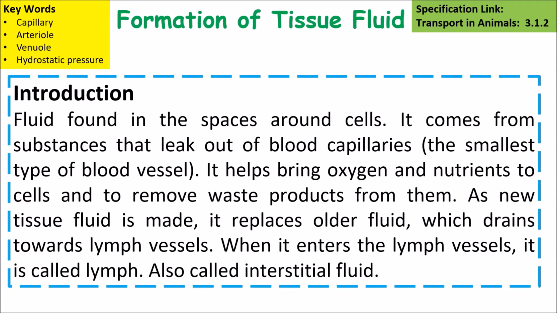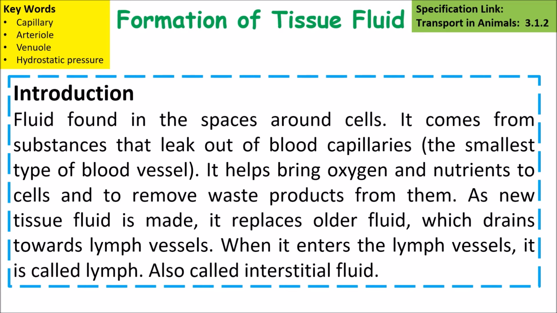So fluid found in the spaces around the cells is called tissue fluid. It comes from substances that leak out of the blood capillaries, the smallest type of blood vessels. It helps bring oxygen and nutrients to cells and remove waste products around them. As new tissue fluid is made, it replaces older tissue fluid which drains towards lymph vessels where it enters the lymphatic system.